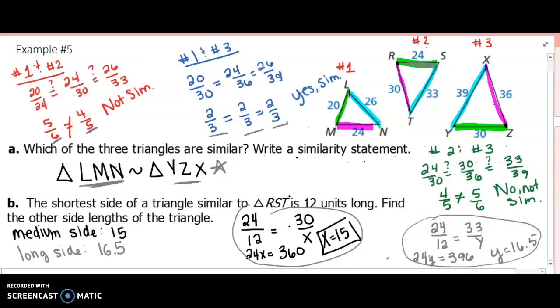Now, a lot of you guys can look at this and say, oh, easy. If the shortest one is 12, that means this triangle RST is just double that size, and then you just halve each one of these. That would work too. So I found by doing math that the medium side would be 15 and the long side would be 16.5. And that would mean that all 3 sides would have the same proportion, so they would be similar.